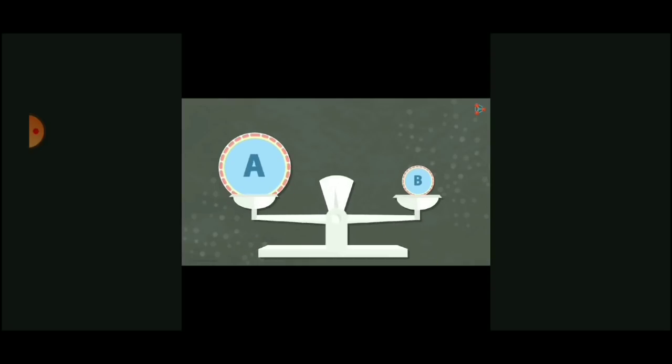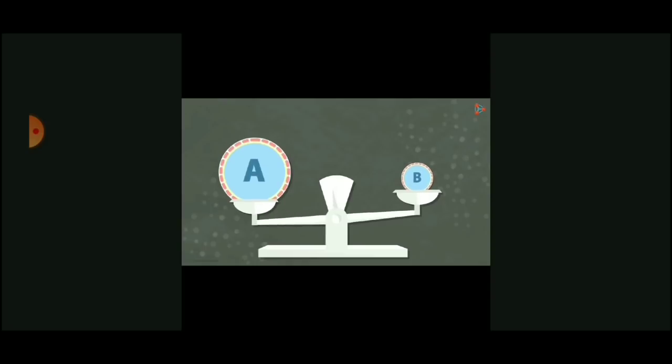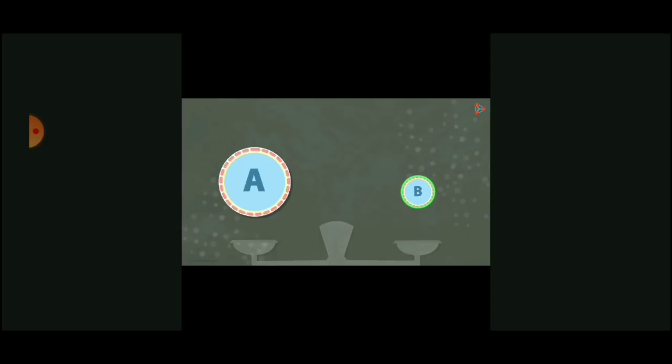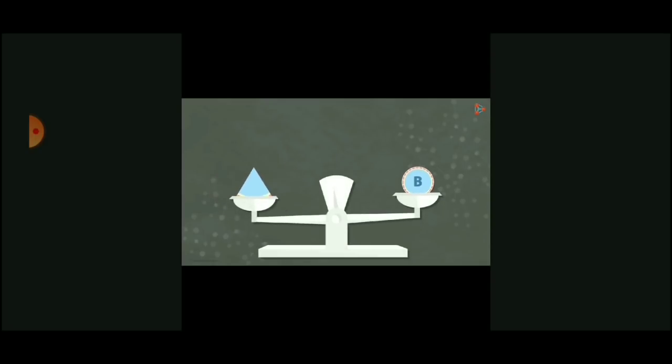Let us put both objects on either side of the weighing balance. Let us see what happens. You can see weight of object A is heavier than object B. So we need something smaller comparative to object B. We cut object A into 6 equal pieces. We compare the weight of one part of object A with object B. Object A is heavier than object B.